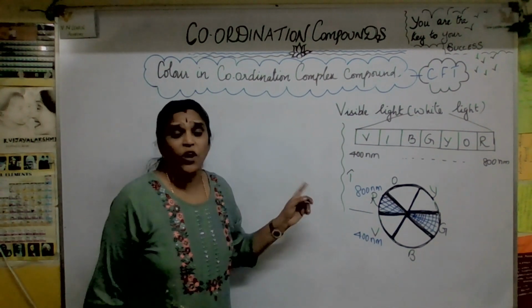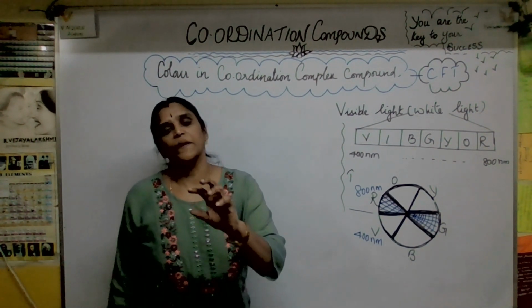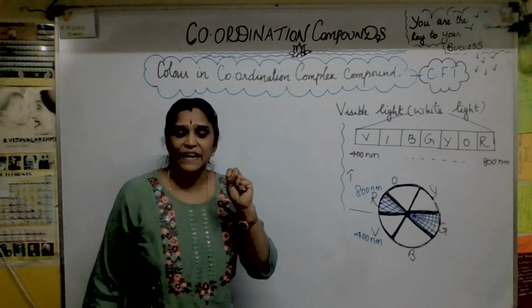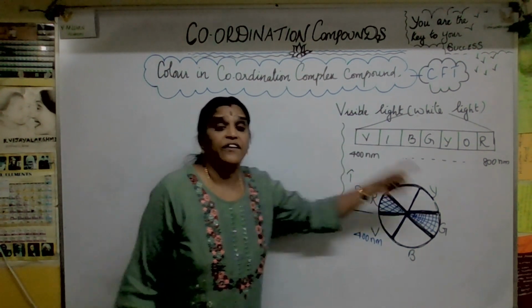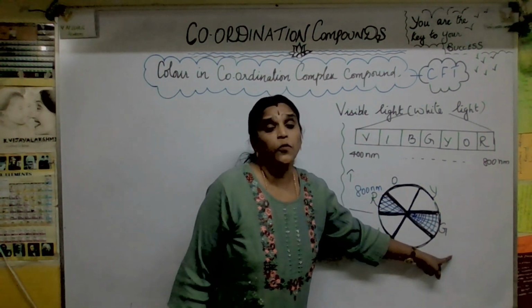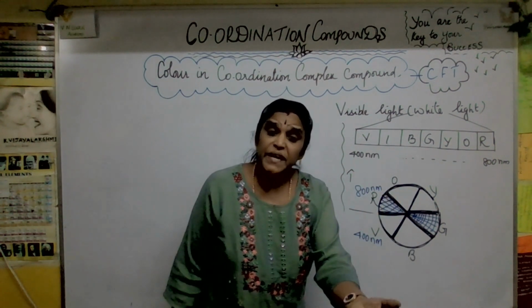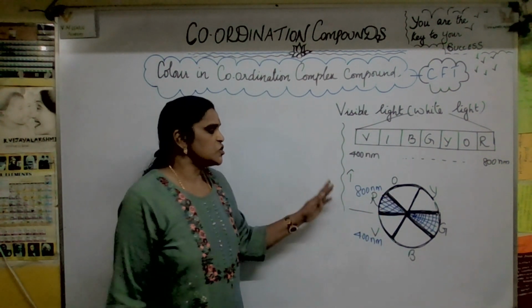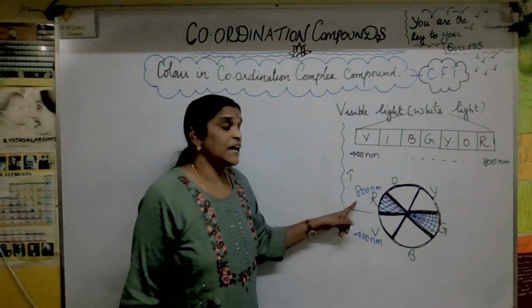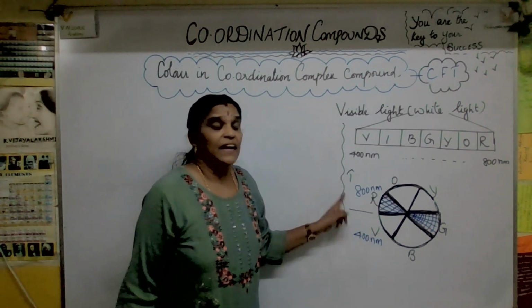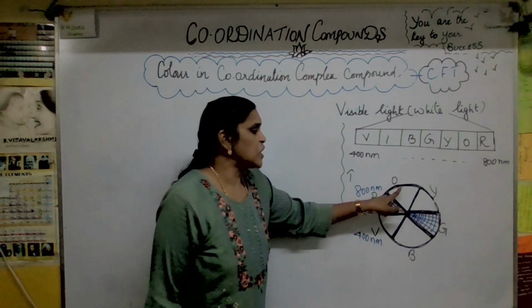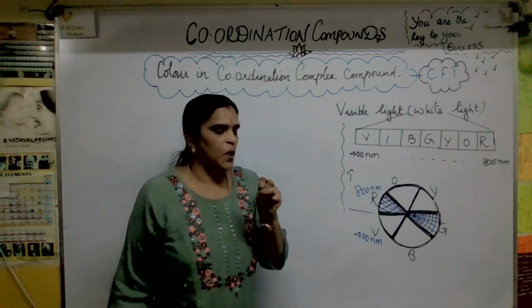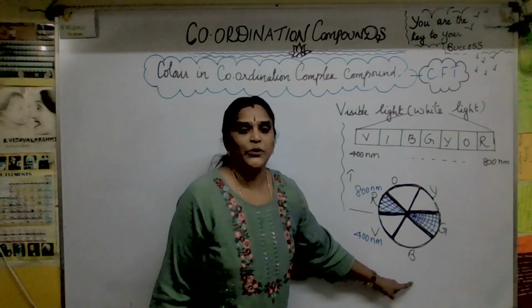Actually, what this chakra tells you is that the coordination complex compound absorbs white light at a higher wavelength and transmits a lower wavelength. That means it appears as a lower wavelength. So from the white light, it absorbs red color and appears as green. Suppose it absorbs orange from the white light, it turns into blue.